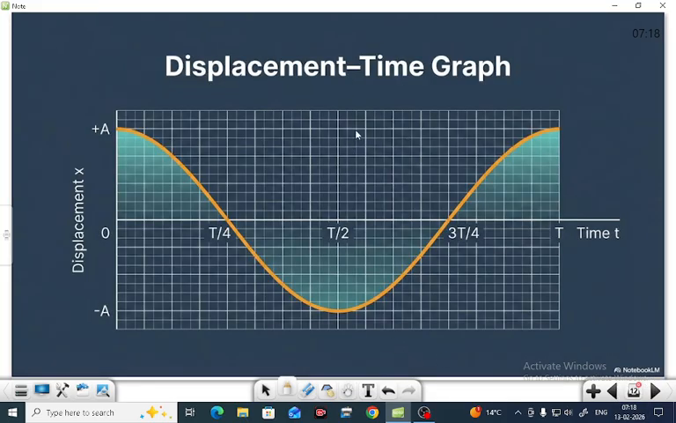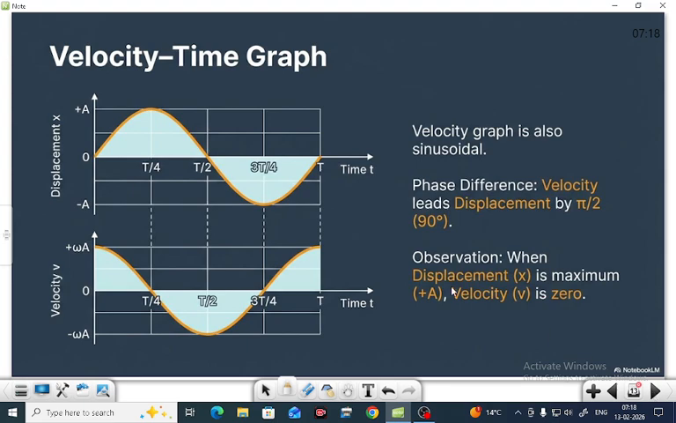And what you find here is the displacement time graph. So this is T by 4, this is T by 2, this is 3T by 4, this is time. This is the displacement time graph, right? And the velocity time graph is like that, with T by 4, T by 2, 3T by 4, and T. The velocity graph is also sinusoidal. Phase difference: velocity leads displacement by pi by 2, or 90 degrees. What observation do we get? This is displacement versus time, and this is velocity versus time. Observation: when displacement is maximum, velocity v is 0.